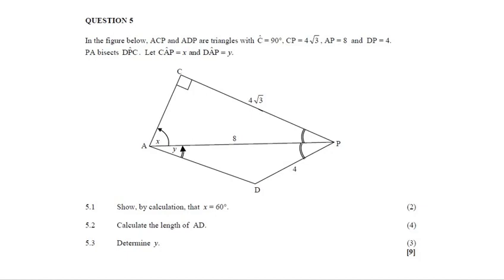PC or CAP, it's a right angle triangle. It's a right angle triangle because of this 90 degrees. So you've got a 90 degrees there. Then here they said x is equal to 60 degrees. So they gave you x there. On 5.1 they said show by calculation that x is equal to 60 degrees. So we're gonna prove that, by the way.